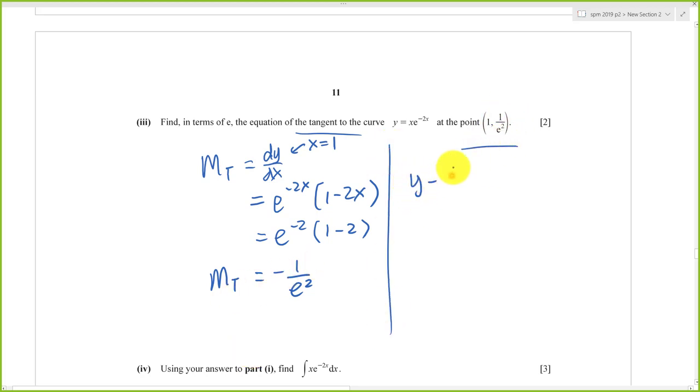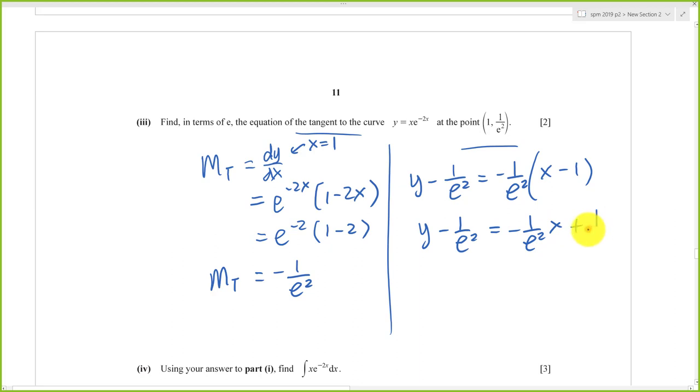y minus y1 equals negative 1 over e squared, then we have x minus x1. Okay, y minus y1 equals m(x minus x1). So I will just solve this equation. Negative 1 over e squared x plus 1 over e squared. So, okay, my y equals negative 1 over e squared x plus 2 over e squared. Because I moved this one to the other side, they are the same denominator. So basically, I just add them together and then I will get my correct answer here. So yeah, this is how I get the equation of tangent.